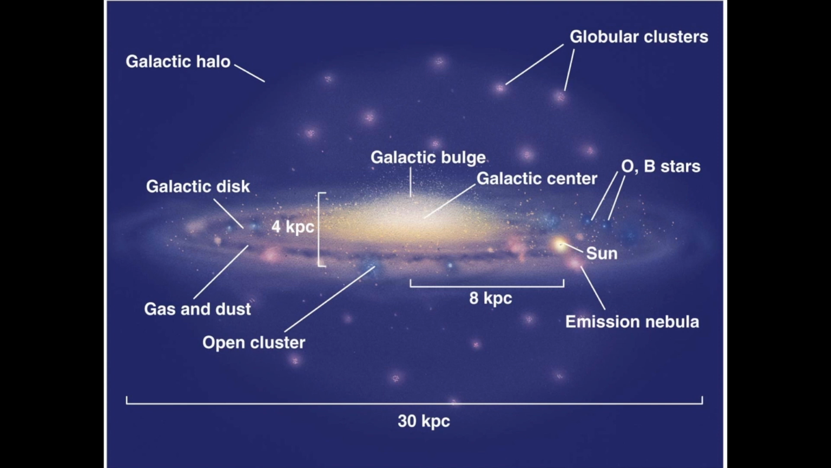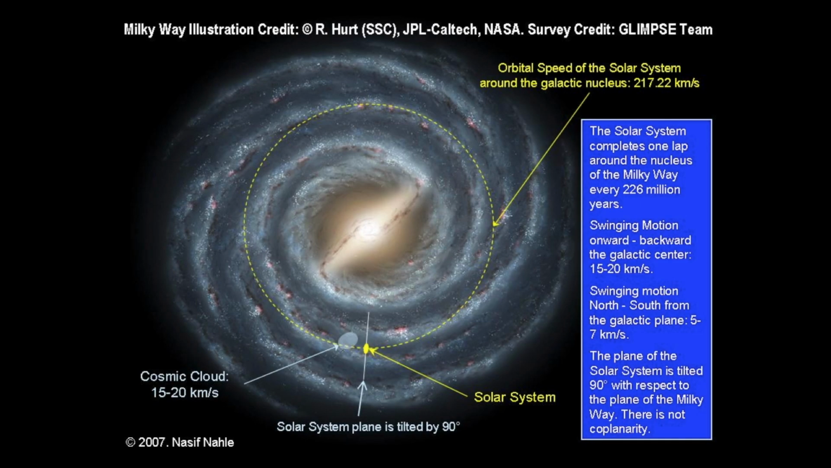O and B type stars are in the disk, globular clusters are above and below the disk. There's a huge, huge, huge bulge of stars, a galactic bulge, and the gas and dust is primarily confined to the disk of the Milky Way. We saw pink emission nebulae, like Orion or Trifid nebula star-forming regions, that are in the disk. And so the gas and dust is in the disk, the hot stars are in the disk, star formation is in the disk, and the globular clusters are above and below.